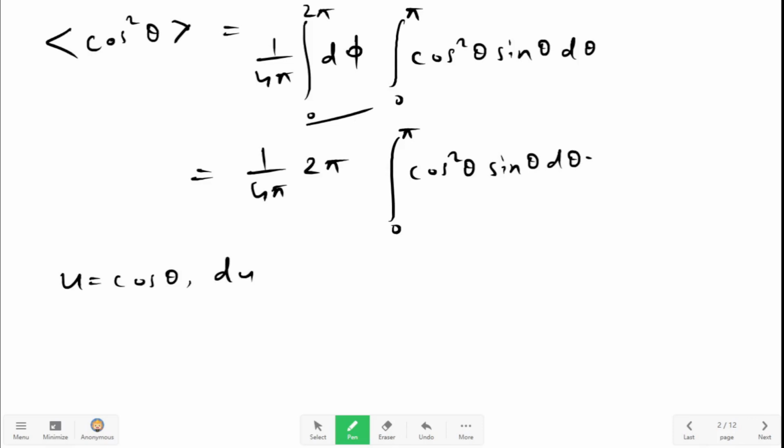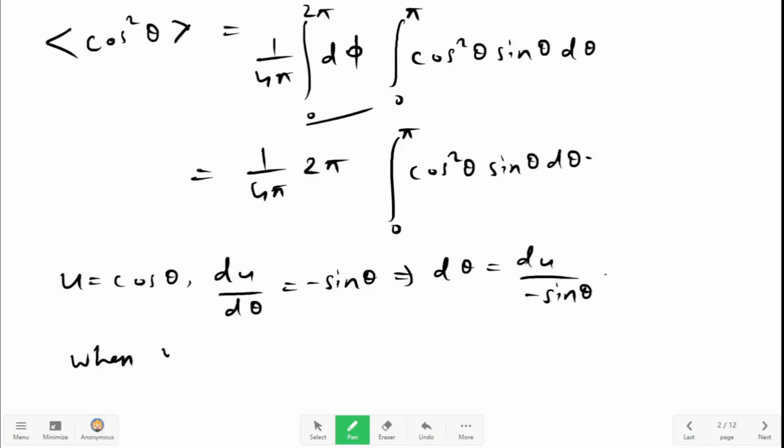then du upon d theta is equal to minus sin theta. From here d theta is equal to du upon minus sin theta. When theta is equal to 0, u is equal to cos 0, which is 1, and when theta is equal to pi, u is equal to cos pi, which is minus 1. Therefore the limits are from 1 to minus 1, and 2 pi divided by 4 pi is 1 by 2.